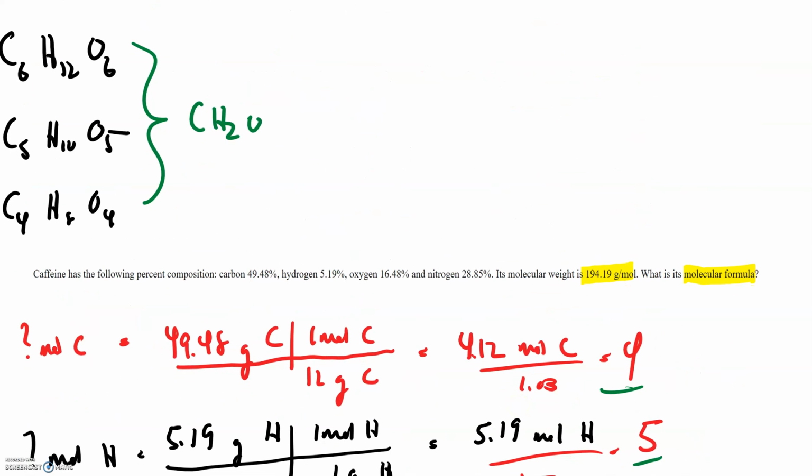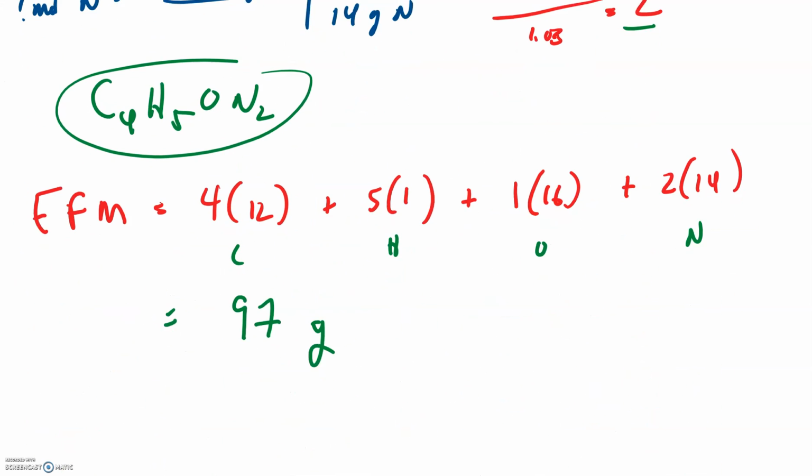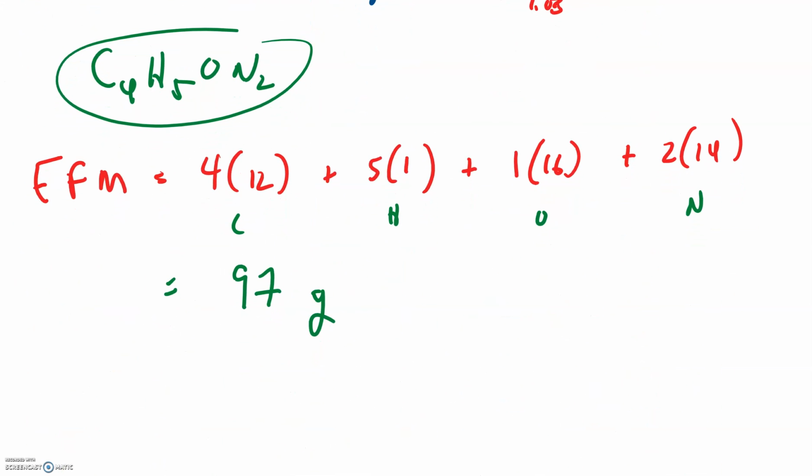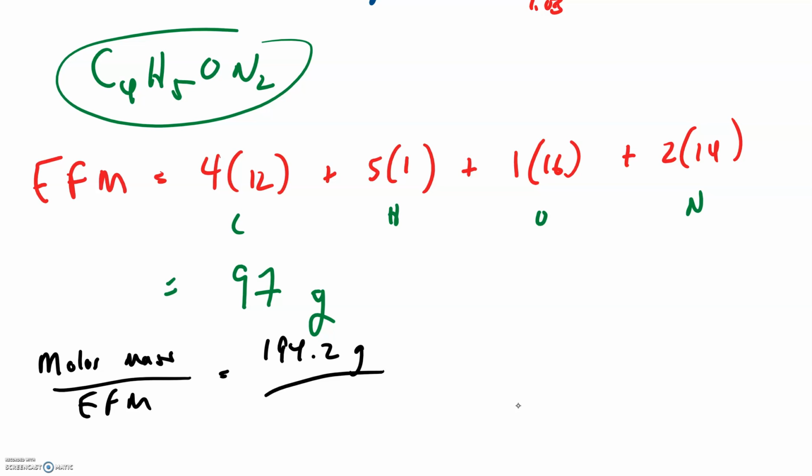How does this compare to the molecular mass? It says right here it's got a molecular weight of 194.2. So what we're going to do is take the molar mass and divide this by the empirical formula mass to find the ratio. 194.2 grams divided by 97 grams. We get 194.2 divided by 97 is exactly 2.